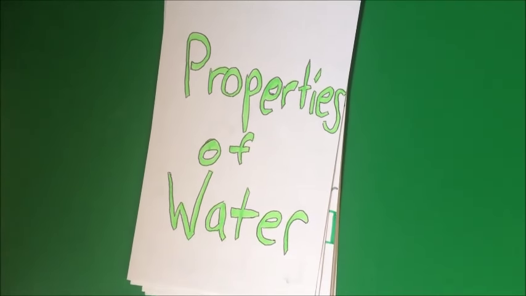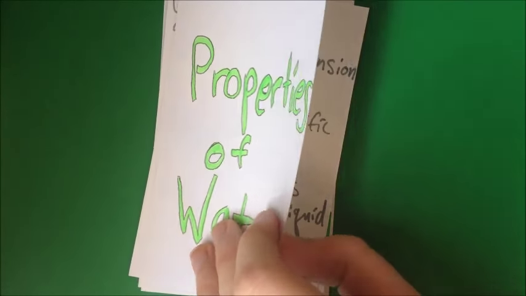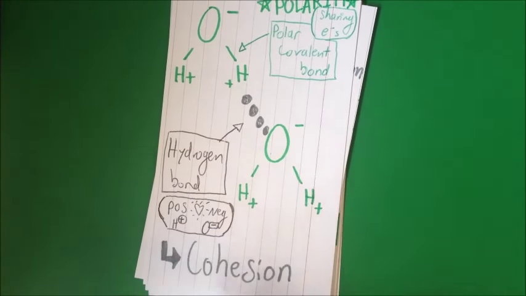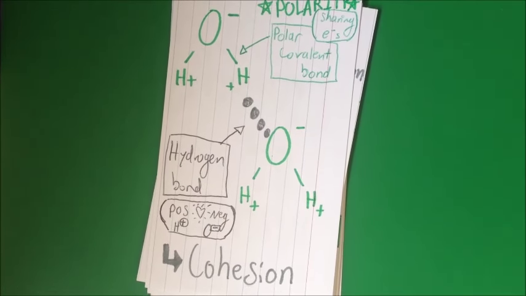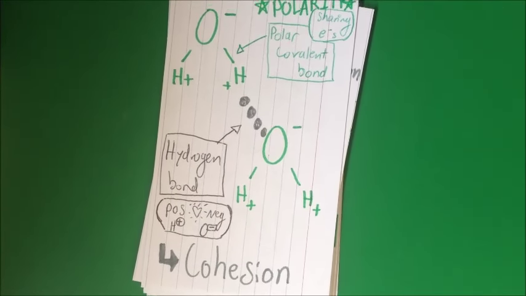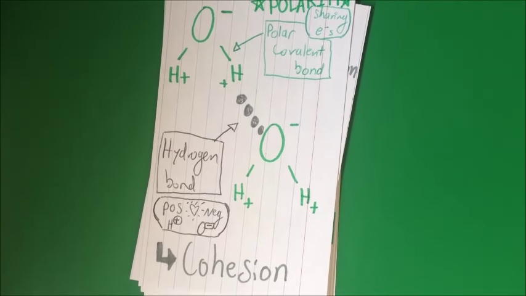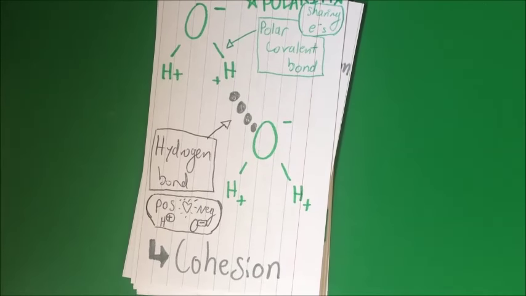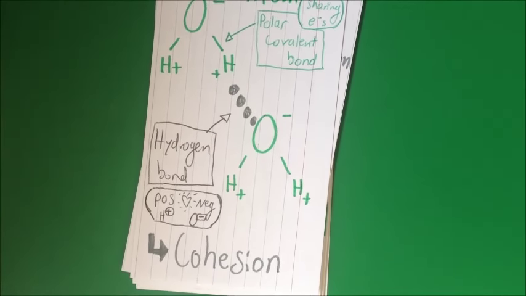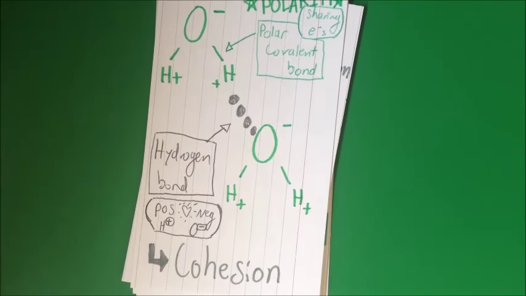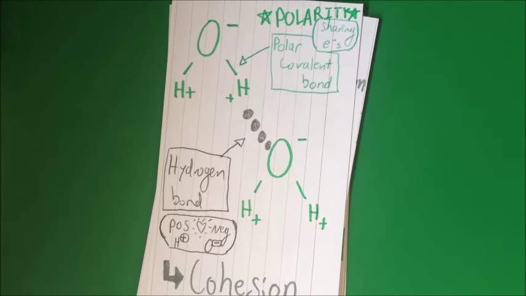On to the properties of water. The properties of water are caused by the high polarity that water molecules have, as well as the hydrogen bonds that result from the attraction between the positively charged hydrogen atom and the negatively charged oxygen atom of adjacent water molecules. These hydrogen bonds, in turn, create a great deal of cohesion.